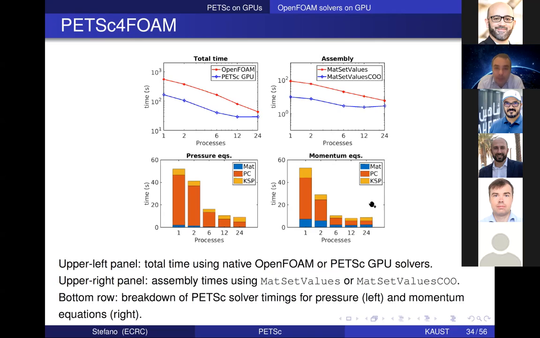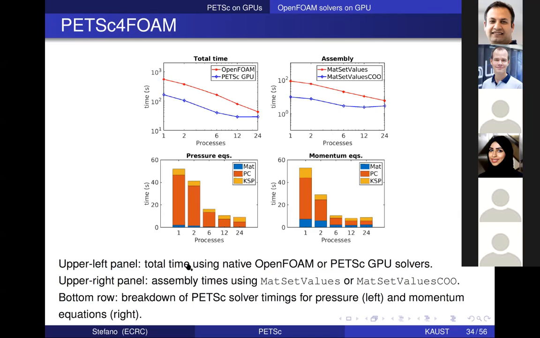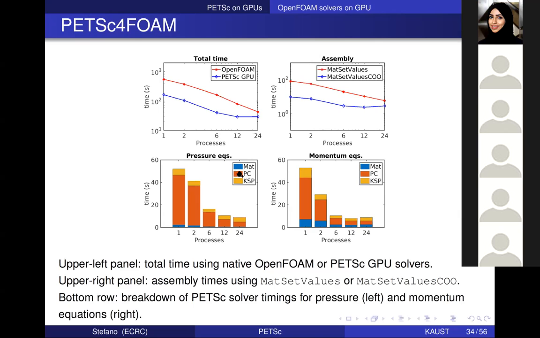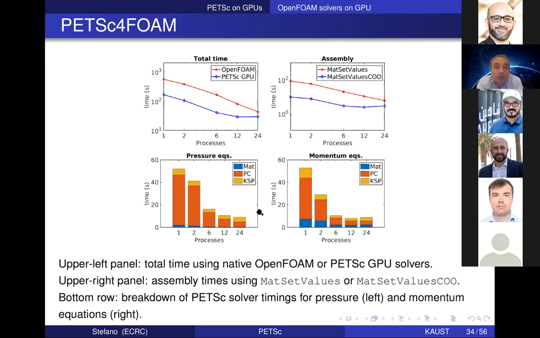And on the bottom row, instead you have a breakdown of the various parts of the construction and application of the solver. So in blue, you have the total time to assemble the matrix. In red, the total time to assemble the preconditioner, and in yellow, the time to solve the Krylov problem, both for the pressure equations and the momentum equation. So you see that doing 40 pressure solves with 6 GPUs takes probably 3 seconds.